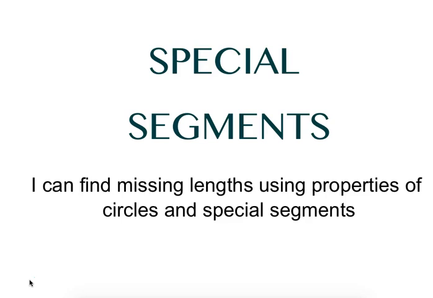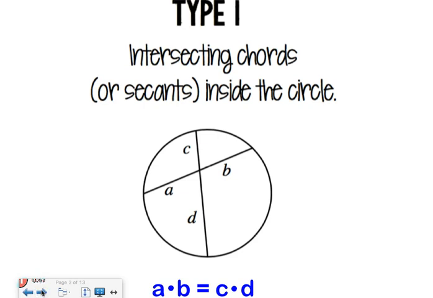Okay, so on Friday, when we had different intersecting lines, we found angle measures. We're doing the same thing, but now we're going to find segment lengths, okay? So it's not angles, but segments. So we'll have 3 types. Our first type is when you have 2 secants that intersect inside.